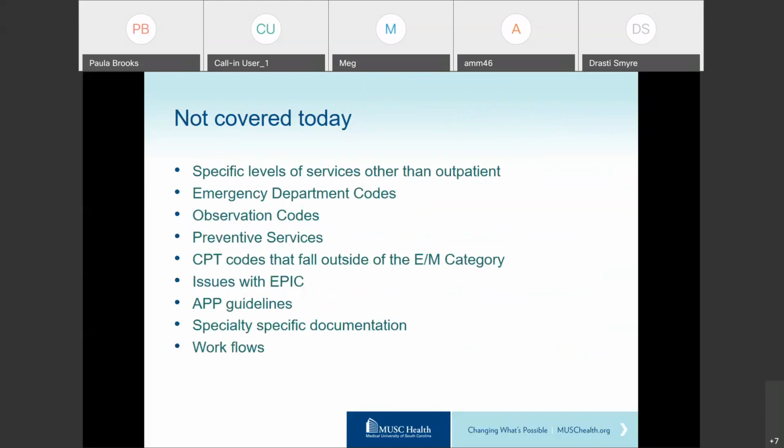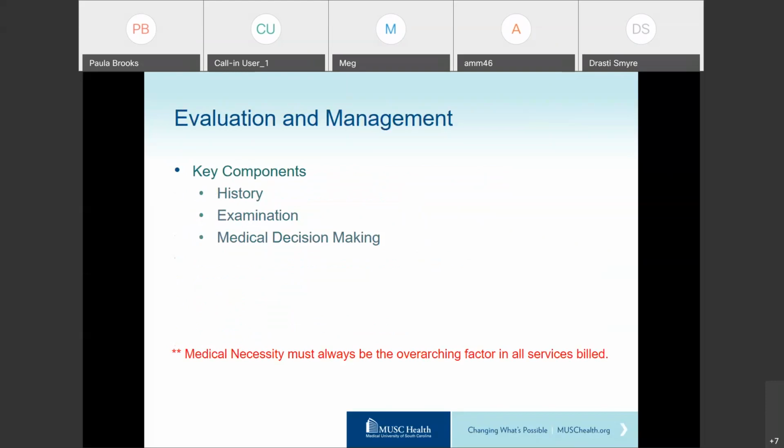What I'm not going to talk about today are specific levels of service other than outpatient codes. I'm not going to go over ER codes, observation codes, preventive services, or any other CPT codes that fall outside of the evaluation and management category. I'm not going to talk about EPIC issues, APP guidelines, specialty-specific documentation, or workflows. We just don't have time to get into that much detail.